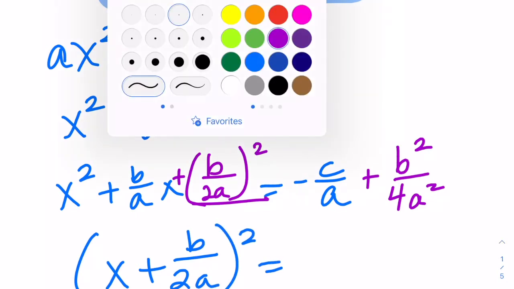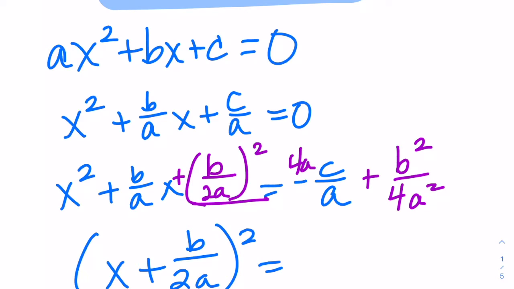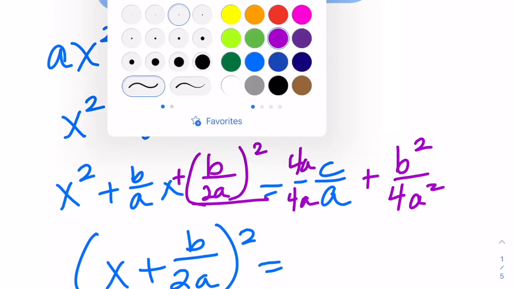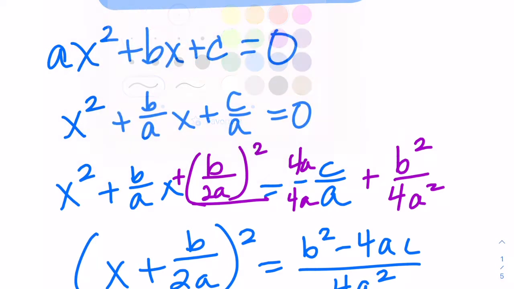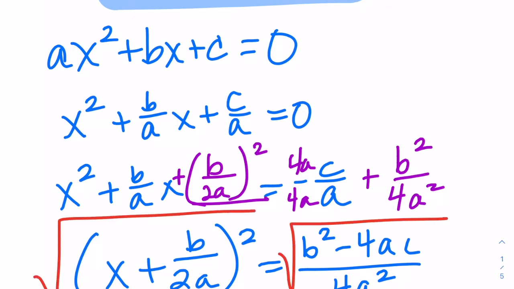Now for the right side, we can find the LCD by multiplying the top and bottom of that fraction by 4a. And we'll get b squared minus 4ac over 4a squared. It's already starting to look like the quadratic formula. Now let's solve for x. To solve for x, we need to make sure we take the square root of both sides.